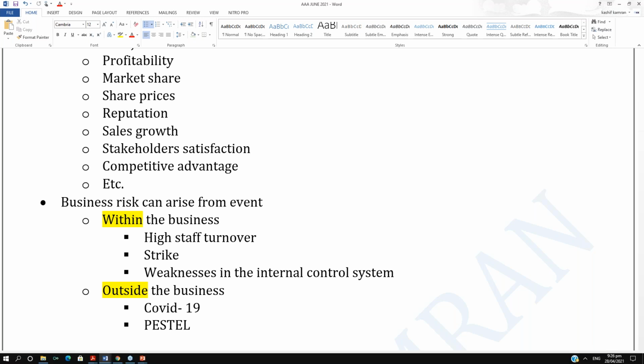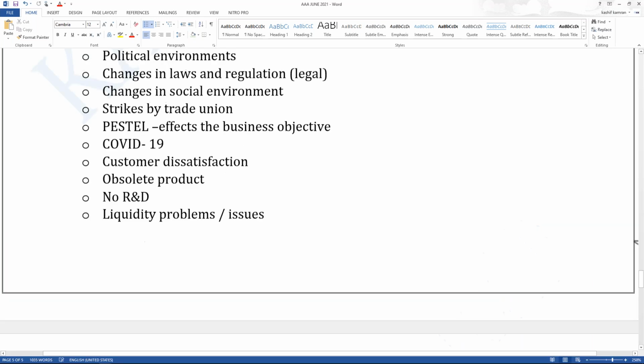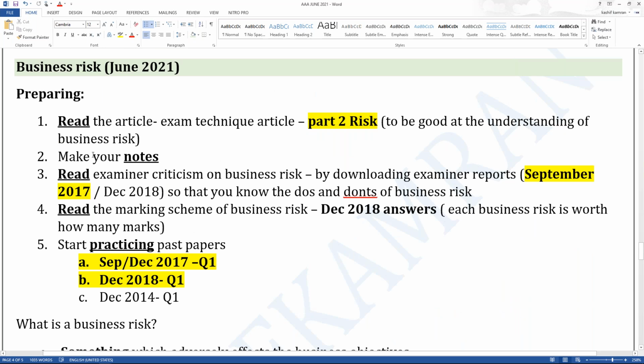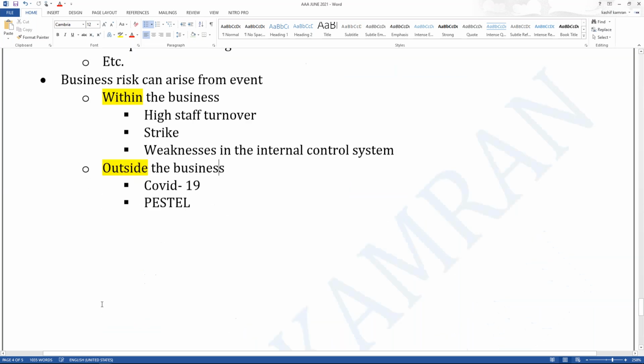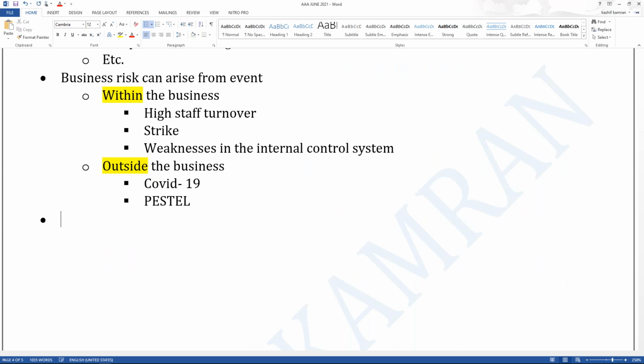Okay, now once you have an understanding of business risk, what next do we need to do? Make your notes, which I have made for you. Step number 2: read examiner criticism on business risk. What are the do's and don'ts of business risk? What should a student do when writing about business risk? Let's see the examiner do's and don'ts.